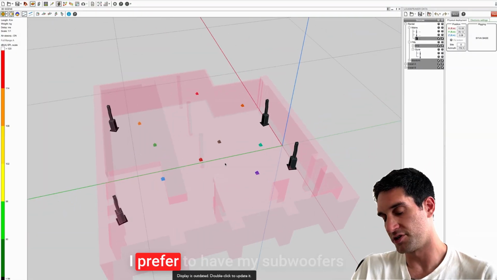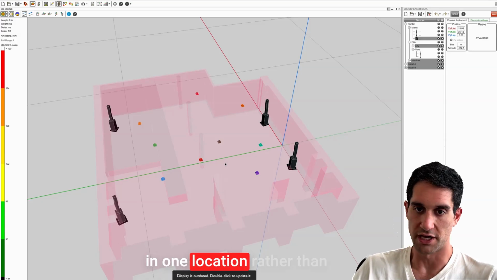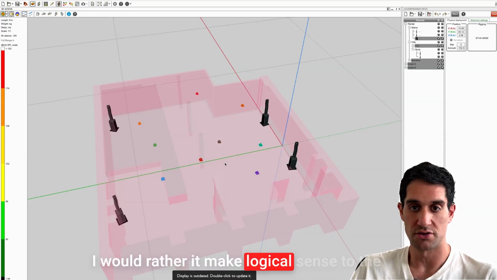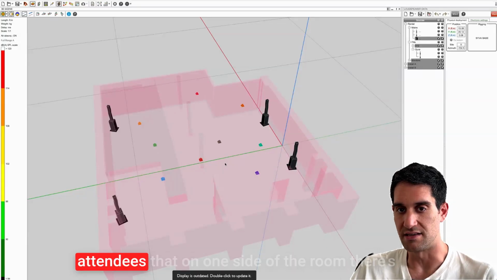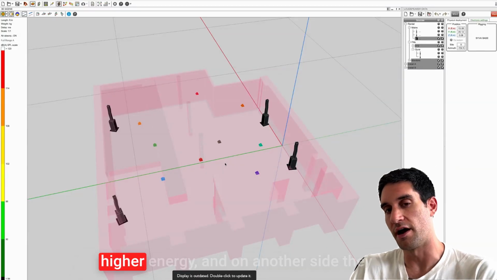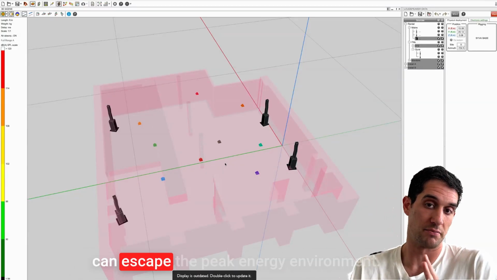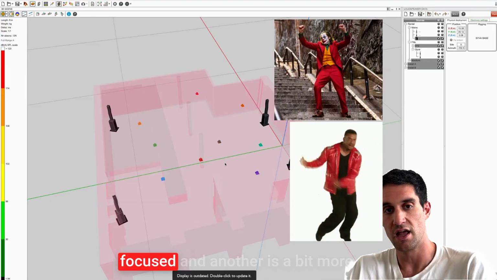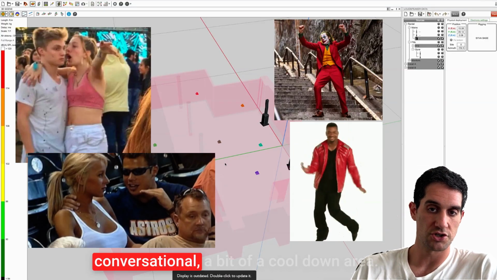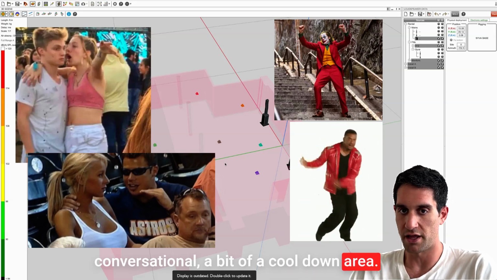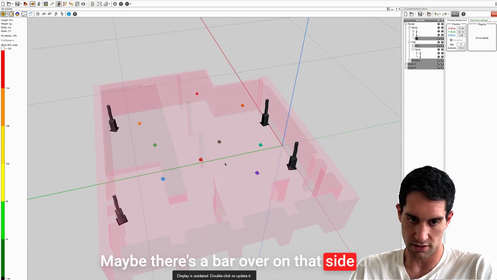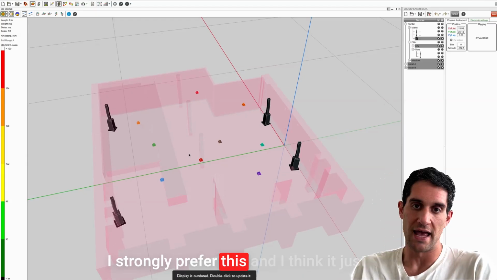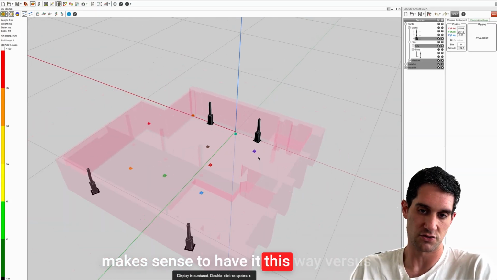I prefer to have my subwoofers in one location rather than distributed around the room. I would rather it make logical sense to the attendees that on one side of the room, there's higher energy. On another side, they can escape the peak energy environment. One side of the room is more dance focused, and another is a bit more conversational, a bit of a cool down area. Maybe there's a bar over on that side of the room or a place to sit down and rest. I strongly prefer this.